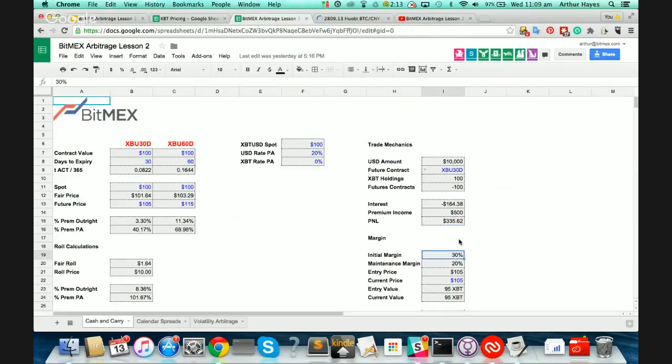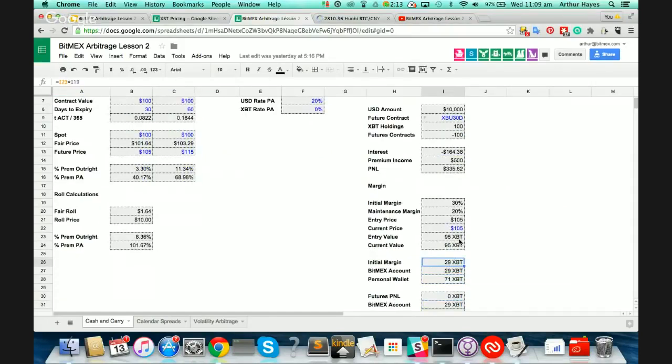So right here we have an initial margin of 30% and a maintenance margin of 20%. We entered the position at 105 for our 30-day contract, and let's assume that the price hasn't changed. So what is the entry value in Bitcoin? We just use the value formula for Bitcoin that we discussed in lesson 1. You can see here the formula. And we say it's 95 Bitcoin is what our position is worth at entry and currently.